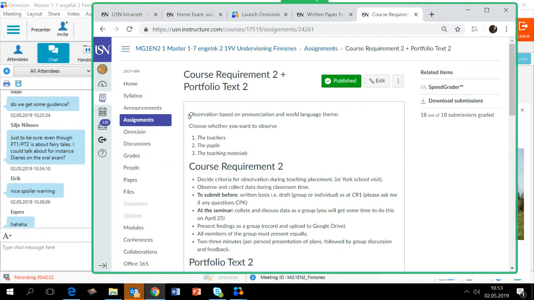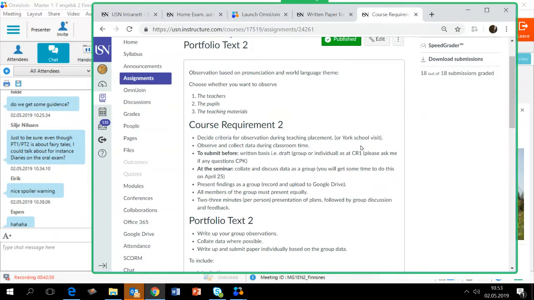In course requirement 2, which becomes portfolio text 2, again, you've been asked to go into the classroom and observe stuff. And I think lots of you have done this really, really well. Seen lots of great stuff out there, because it is just an invitation to observe and then structure your material. There's your task.